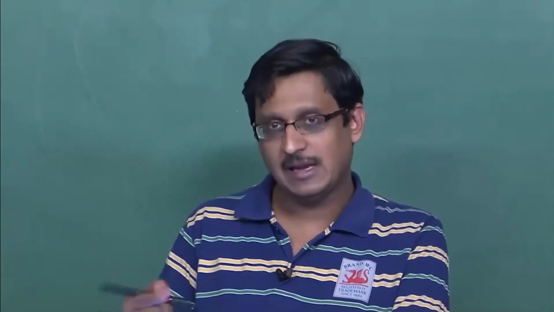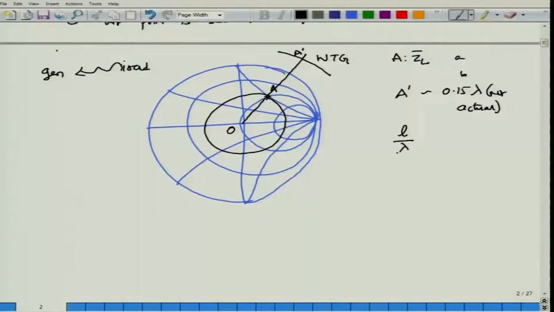So, you divide that L by lambda. Let us say after you have divided L by lambda, it turns out to be 0.2, or in terms of L itself, it is 0.2 into lambda. What you need to do is that from the WTG scale that you have noted at point A prime, which happened to be 0.15 lambda, add 0.15 to 0.2. This will give you 0.35 lambda.